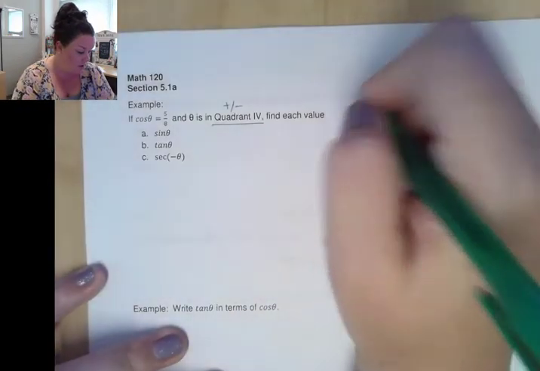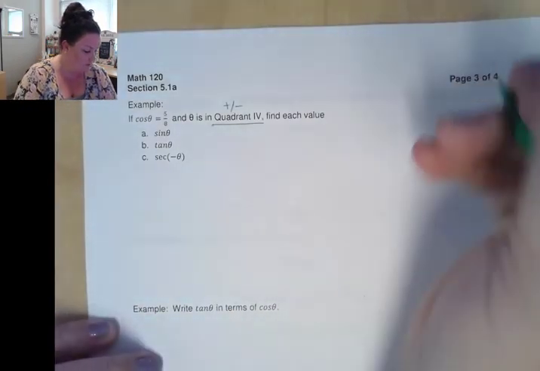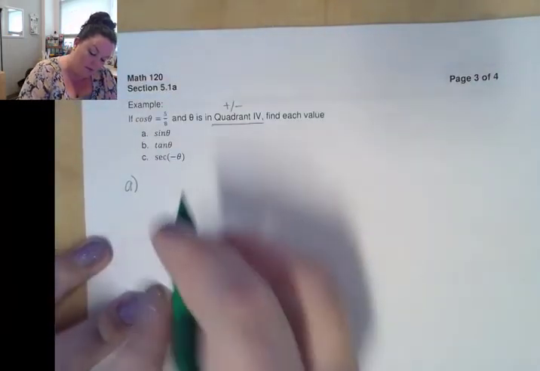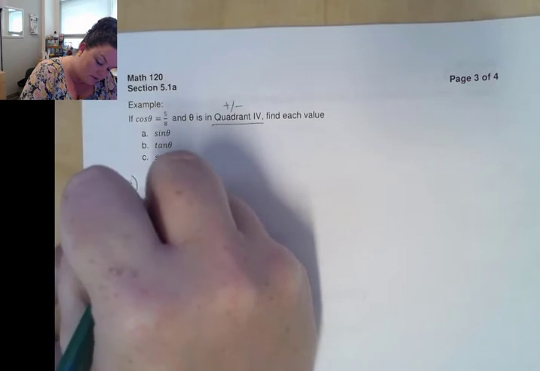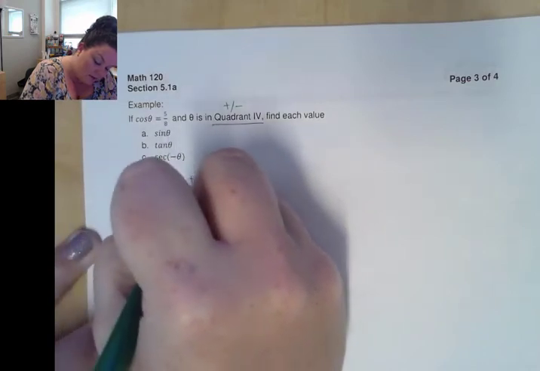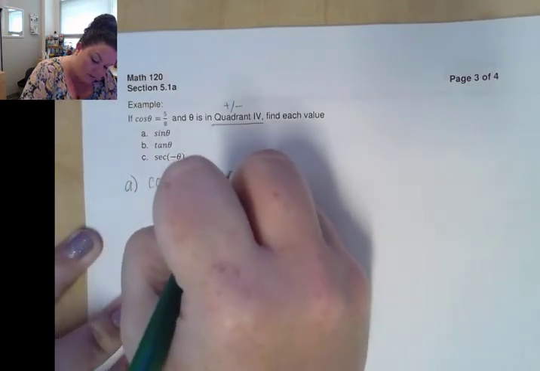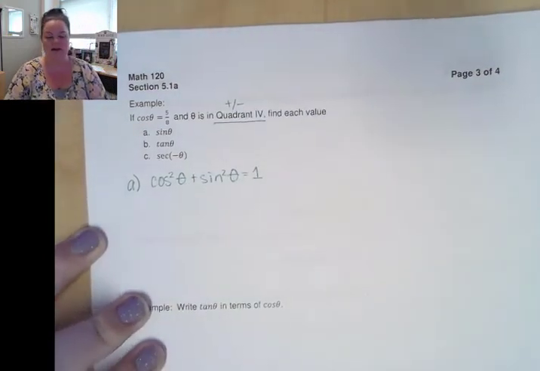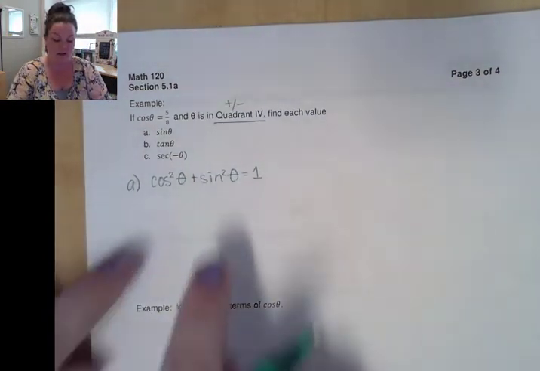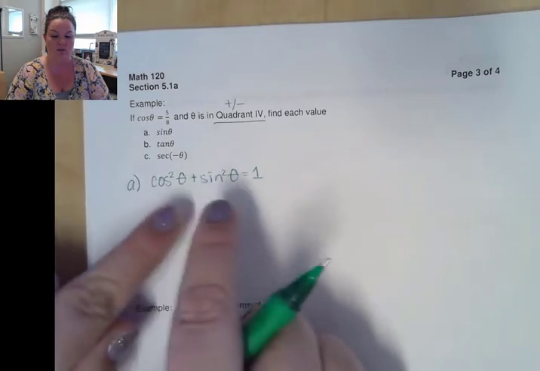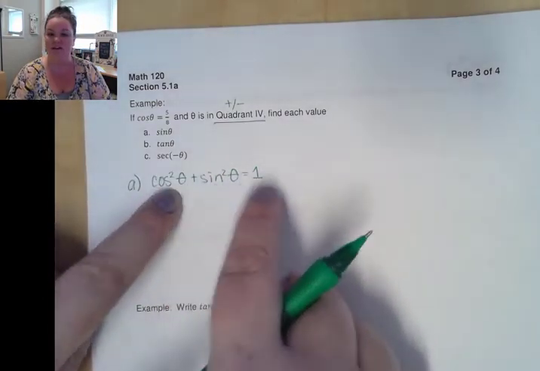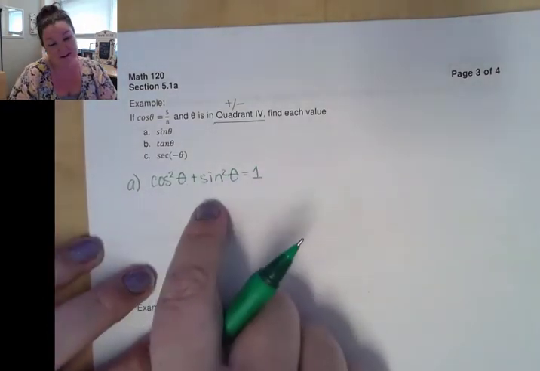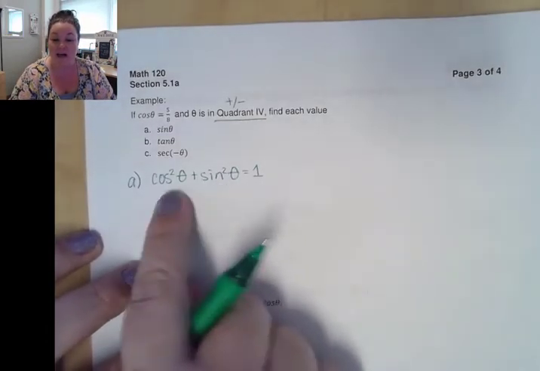So I'm going to do part A. I'll do it over here. So we're looking for, let's see, cosine squared theta plus sine squared theta equals 1, right? Actually, I think I wrote that backwards, but it doesn't matter. Sine or cosine, it doesn't matter which one you write first, but normally we say sine squared plus cosine squared equals 1. So I wrote it opposite. All right, so we have our identity.